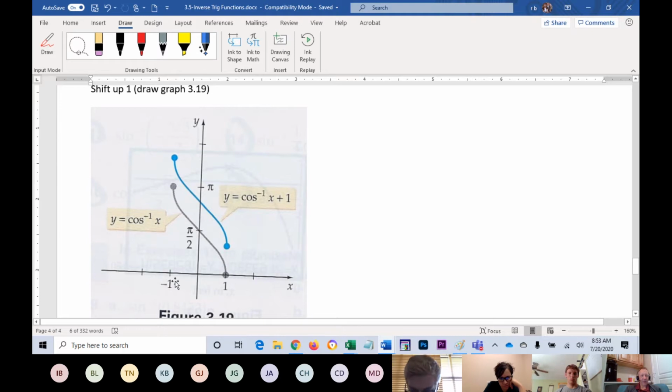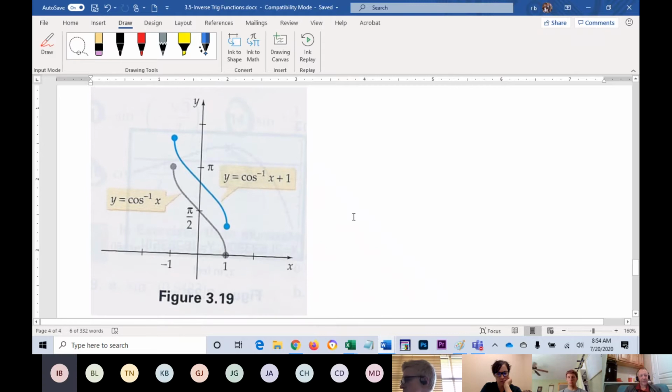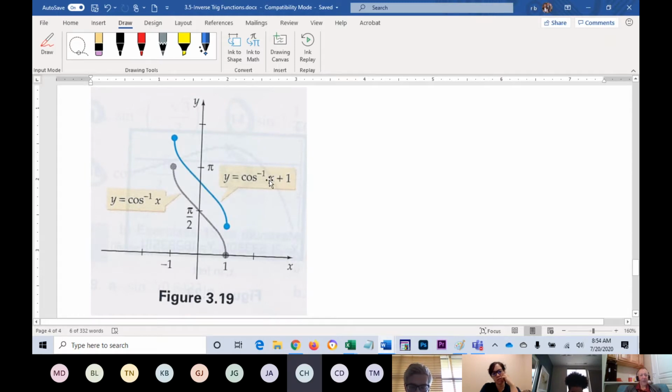So your inverse cosine is going to, the amplitude would be from negative 1 to 1, and you're going to go from 0 to pi, okay? So the inverse cosine of x plus 1, you're just going to shift everything up 1 unit. Any questions on that? Would it be 1 to the right that you would shift, or up? No, remember, it's going to be up 1. If we were shifting it left and right, the 1 would have to be inside the parentheses there. But since it's outside the parentheses, it shifts it up or down.